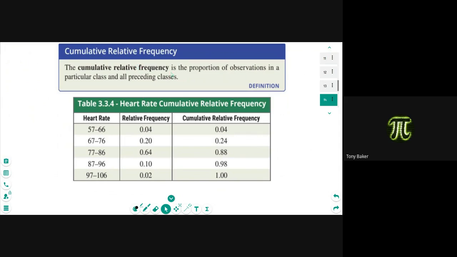And then they have the relative frequency the same way for cumulative, and it should come out to be 100% or 1 at the end, because that's the total. But like I said, the cumulative ones are a little less useful, and you won't see them as frequently.